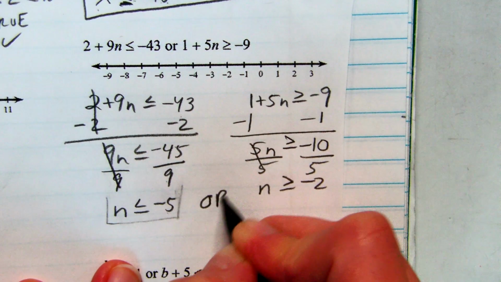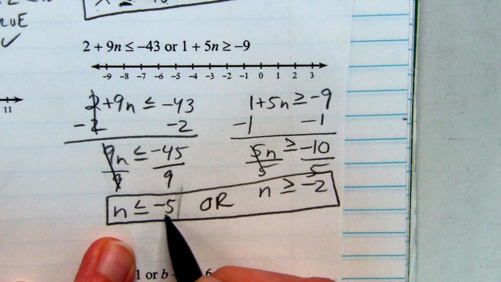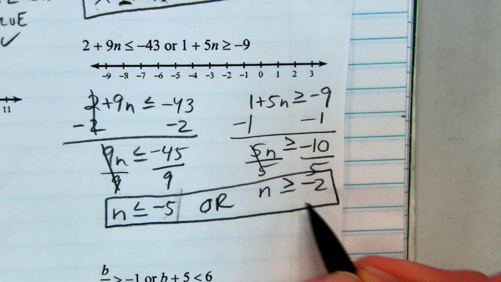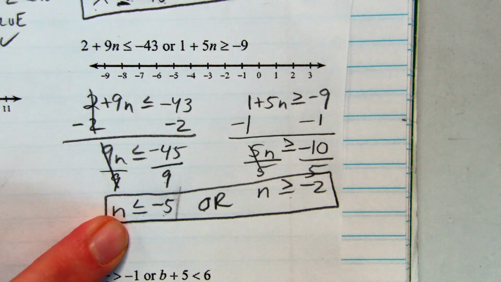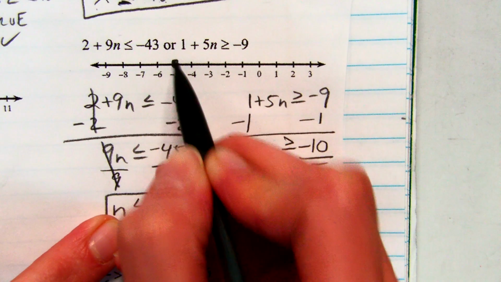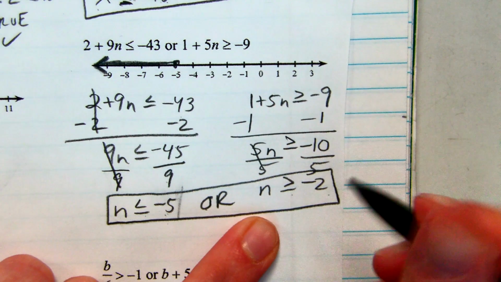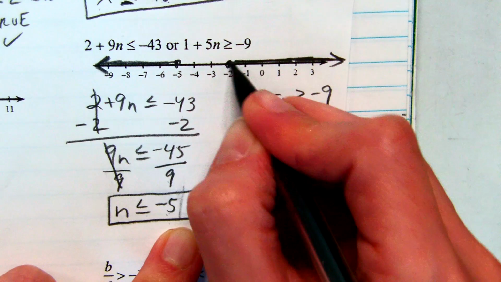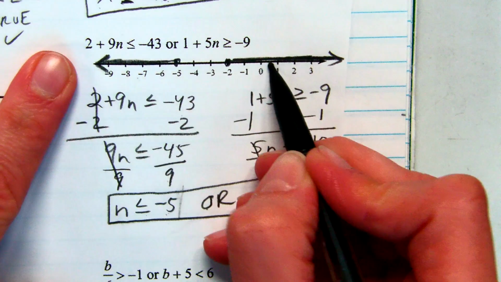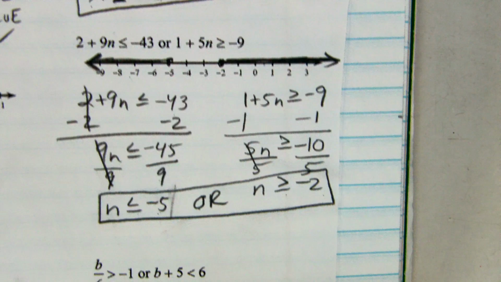So when I write my solution, I'm going to put a big OR in the middle of it. I'm going to box both of these. It's either n is less than or equal to negative 5 or n is greater than or equal to negative 2. So both of these have equal to signs, so we can put a point at both. Less than or equal to negative 5 would be a point at negative 5 going to the left. That's where the numbers less than negative 5 are. And then greater than negative 2 would start here and go to the right. So on a normal OR problem, you're just going to get a couple of different pieces that all go together on the graph as one big happy family. Nobody gets left out.